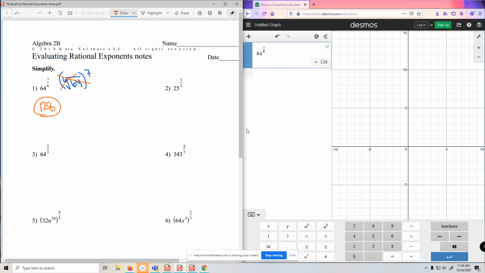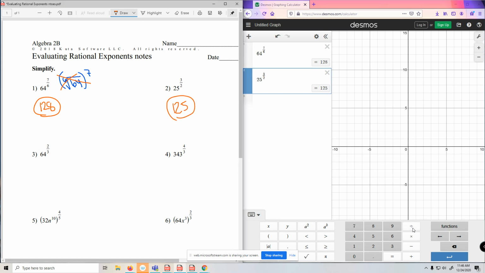And then we're going to do the same process for 2, 3, and 4. So again, for number 2, type in your base 25, A to the B button to get your exponent, division key to make that exponent a fraction, fill in the numbers, 3 over 2, and we get 125.